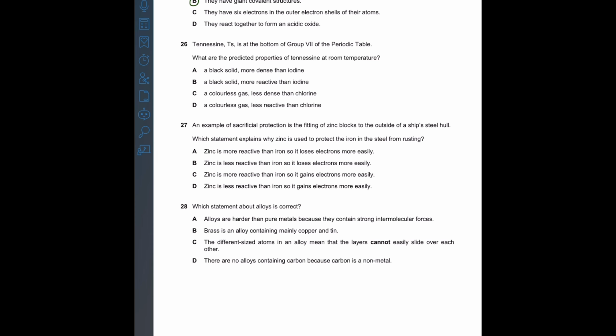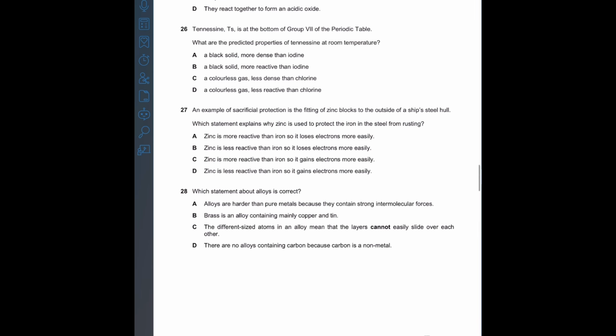So tennessine is at the bottom of group 7 of the periodic table. This is the halogen group and we are asked to predict the properties of the element. They will ask you to predict the properties of the elements based on their group properties. As we go down the halogen group, the elements become more dense, and also they have higher melting points and boiling points.